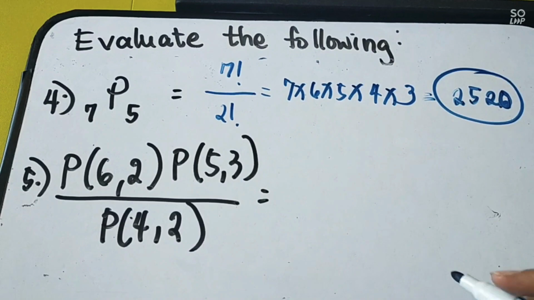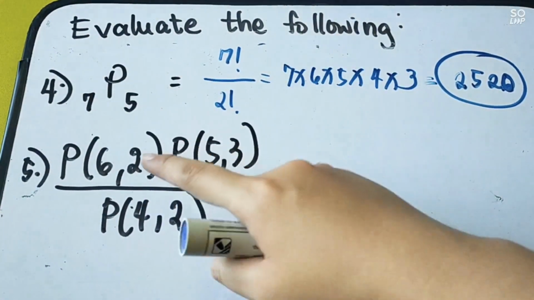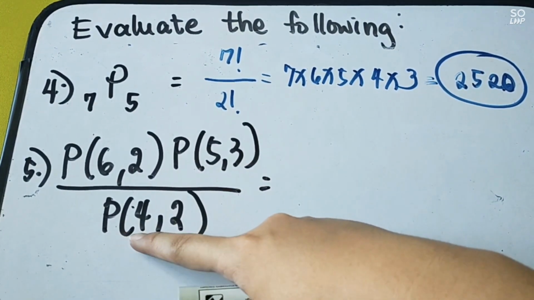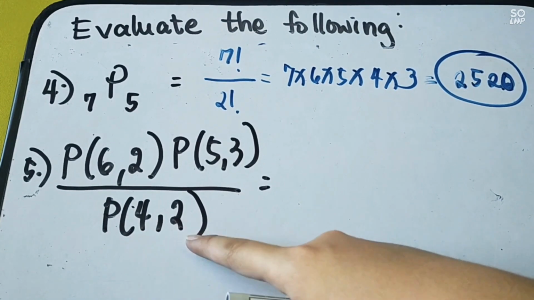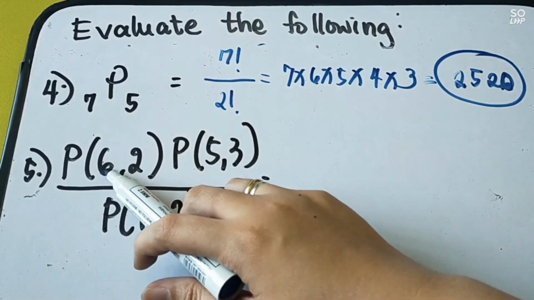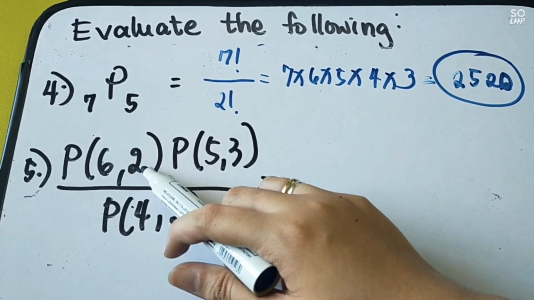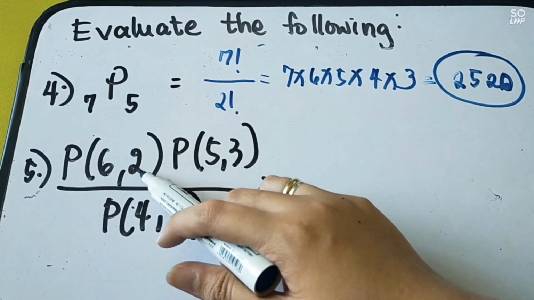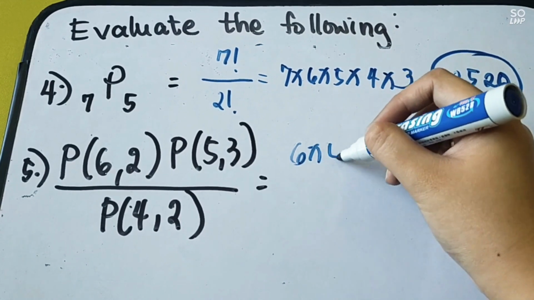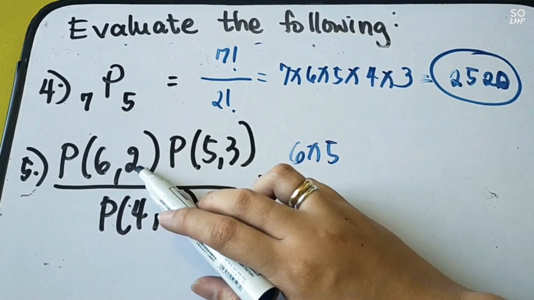Okay? Now, let us have this one. We have 6 taken 2 at a time, multiplied by 5 taken 3 at a time, divided by 4 taken 2 at a time. So, we have here 6 factorial, tama? Then, 6 minus 2, we have 4 factorial. So, makakancel na si 4 factorial, kaya hanggang 5 ka na lang. So, meaning 6 times 5 na lang. Did you get it? Kasi 6 minus 2 is 4 factorial.